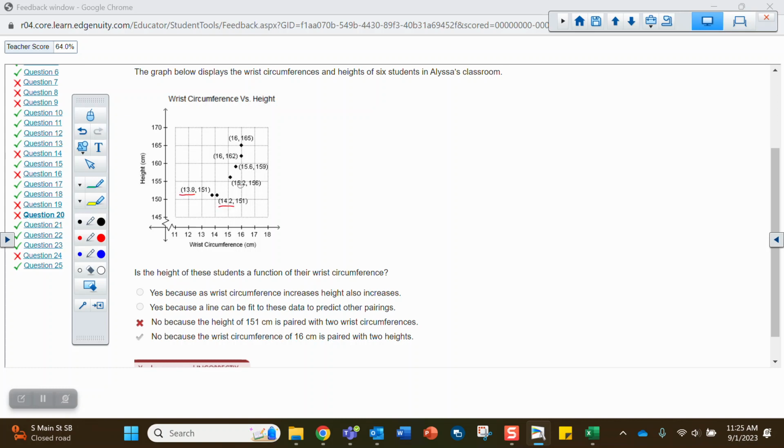14.2, 13.8, 15.2, 15.6, 16 and 16. No, because the wrist circumference of 16 is paired with 2 different heights. This means that x's repeat, and they cannot do that in a function.